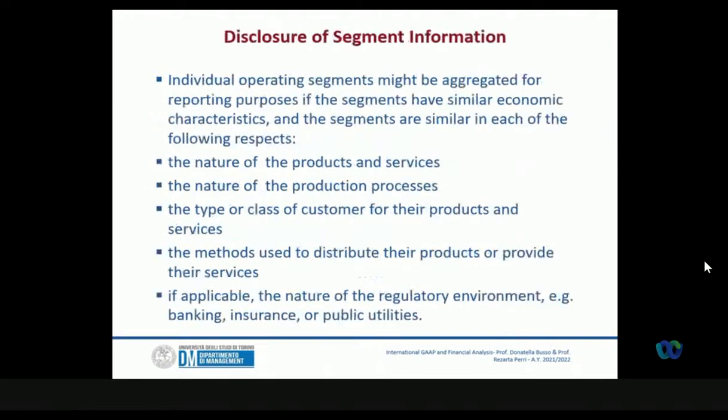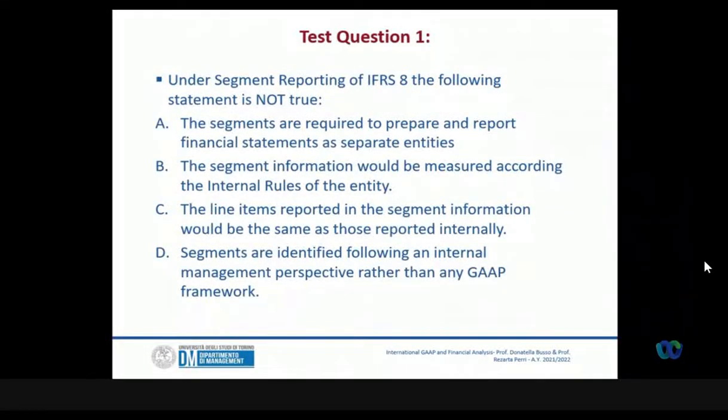Okay, so I think that I have included the test question over here. Right before going on with the thresholds to be fulfilled in order to be considered a reportable segment, we have a test question under segment reporting of IFRS 8. The following statement is not true. We have to distinguish which one of the statements is not correct.